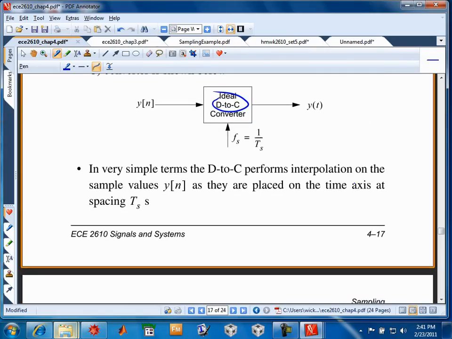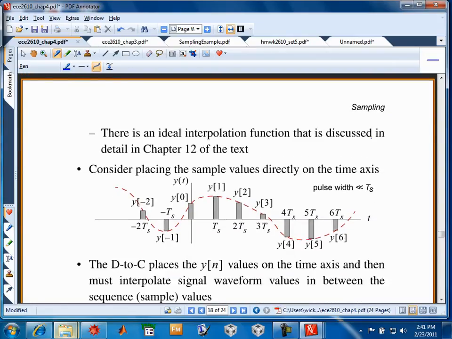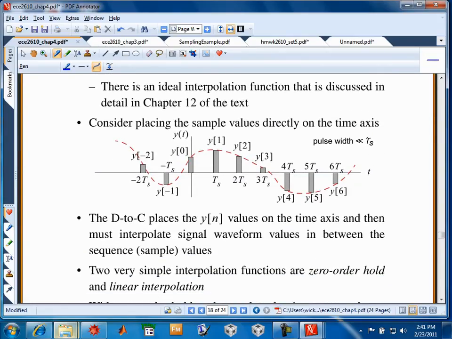Now what the D to C also has to do, once those samples get placed on the axis, is perform interpolation to make it look like a continuous waveform. So it might start off by having a short, ideally zero width pulse, but in actuality a finite width pulse, placed on the time axis at an amplitude that corresponds to the individual sample values. But in actuality, what a D to A converter really does is use what's called a zero order hold interpolation.